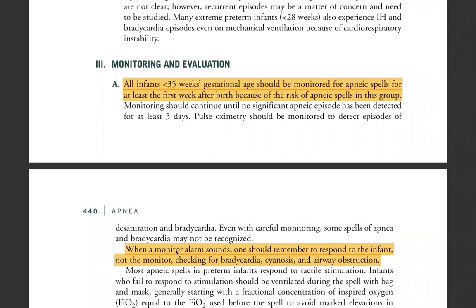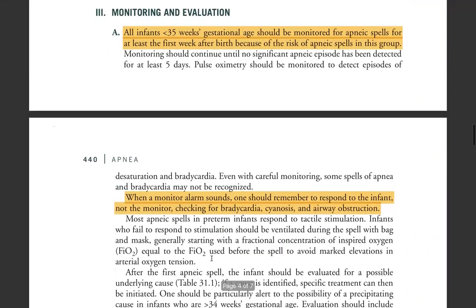When the monitor sounds an alarm, you should respond to the infant, and you should always check for bradycardia, cyanosis, and what type of breathing, whether there is any obstructive apnea or not. You should give tactile stimulation to the soles. Most apneic spells respond to tactile stimulation. Once there is tactile stimulation, you have to identify the cause and search for the cause of apnea.